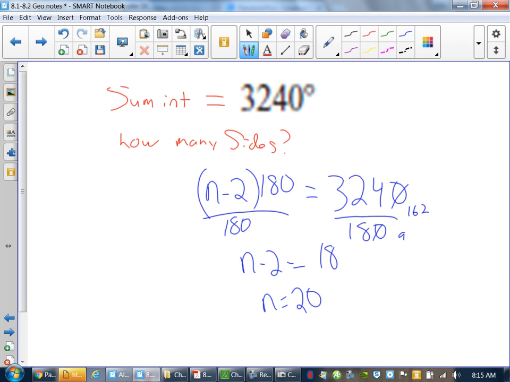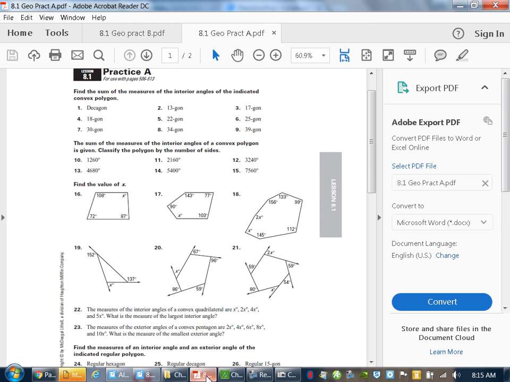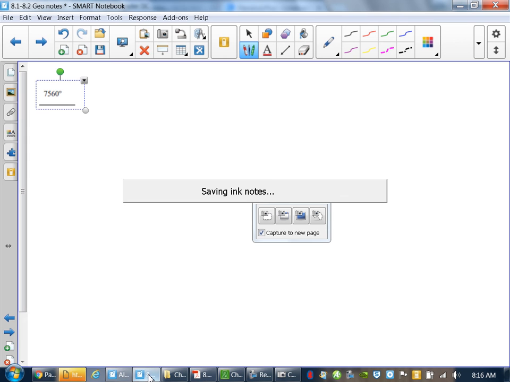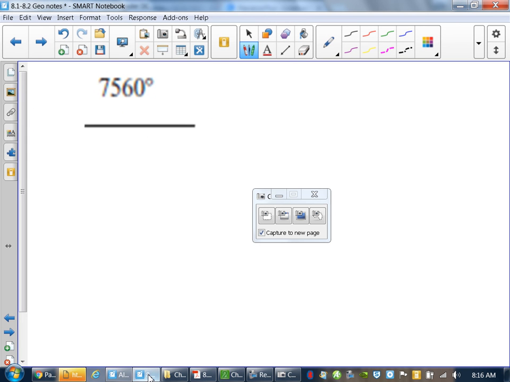You know how to do the algebra because you all took algebra before. You're just using geometric terms within it. Okay? Question. Do the same thing. Find out how many sides. You have 7560. How many sides? Okay, 42. You might want to write it down too so you remember it. That'd be helpful.